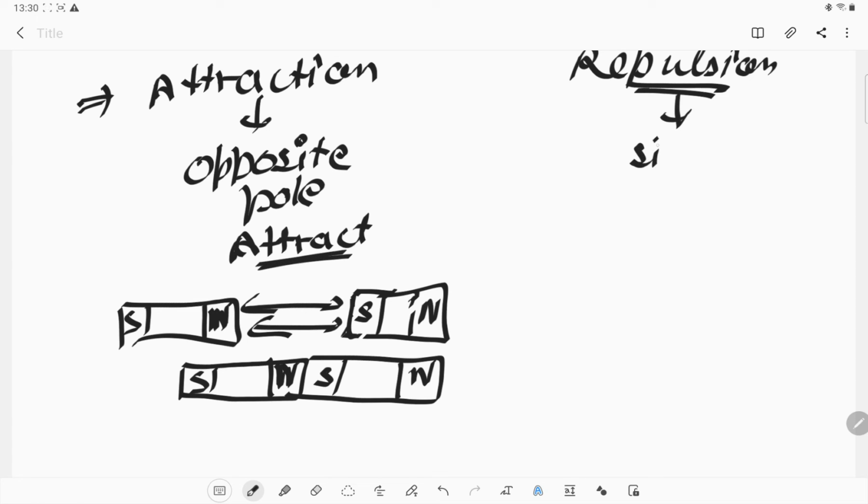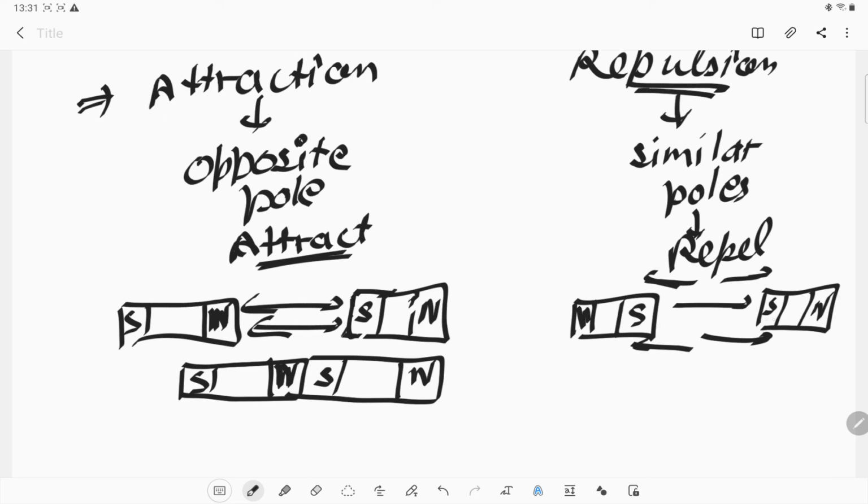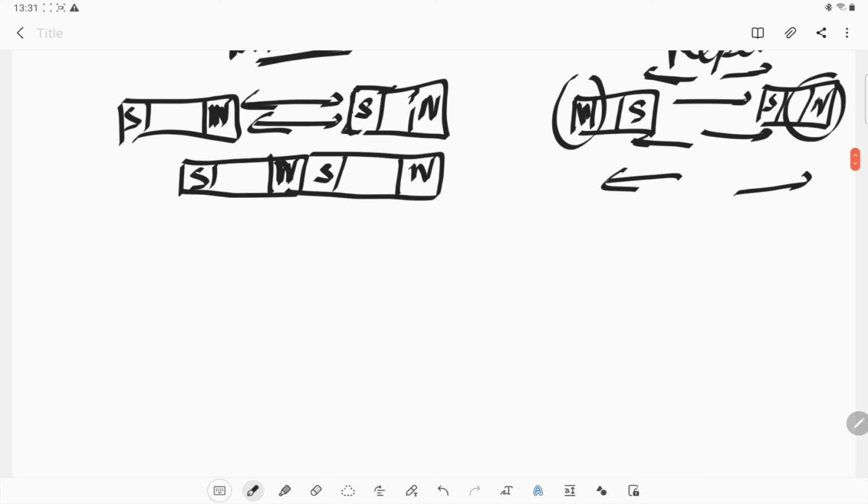But repulsion: similar poles always repel each other. If this is a bar magnet and this is another bar magnet, here is the south pole, here is the south pole, this is the north and this is the north, they will repel each other. The south pole will repel the south pole and the north pole will repel the north pole. So the distance between them will increase suddenly. This is the repulsion process and this is the attraction one. Attraction always takes place between opposite poles.